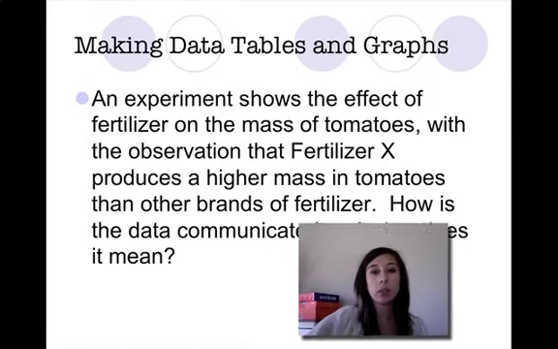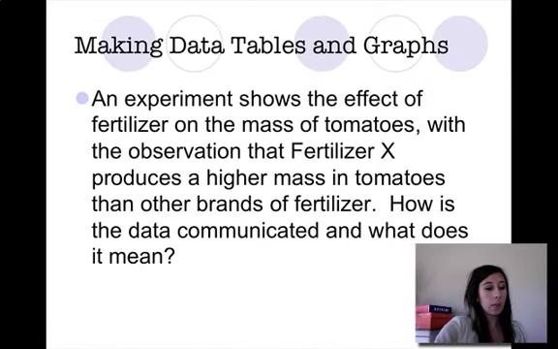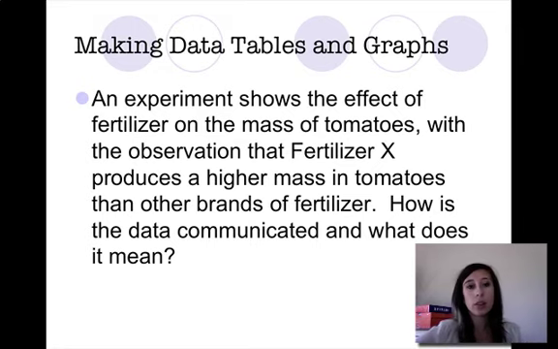So let's talk about tables. Let me give you an example of an experiment that could be done and where we could actually graph data. So we have an experiment that shows the effect of fertilizer on how big, or the mass of the tomatoes, with the observation that fertilizer X produces a higher mass in tomatoes than other brands of fertilizer.